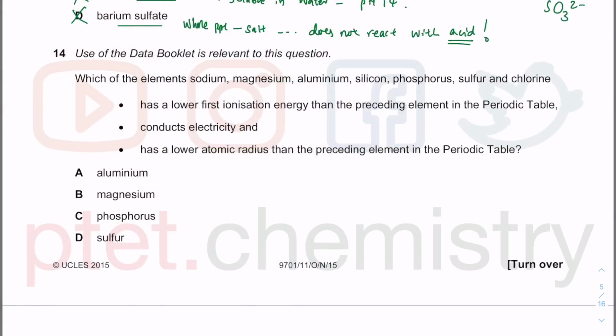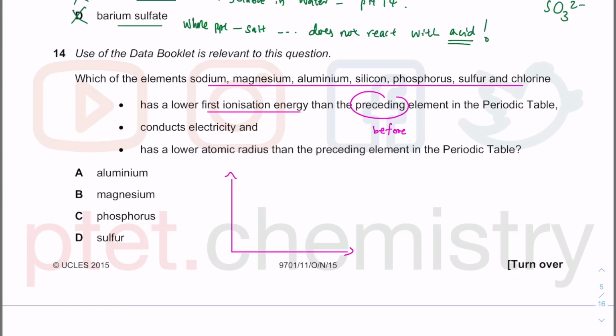Question 14, so what we're looking at, we have these elements of the third period, so sodium all the way to chlorine. We're looking at ionization energy. So this one has a lower first ionization energy than the preceding element. Preceding means the one before, or the one which is previous. Proceeding is after, whereas preceding, pre means before or the previous thing. So this is first ionization energy.